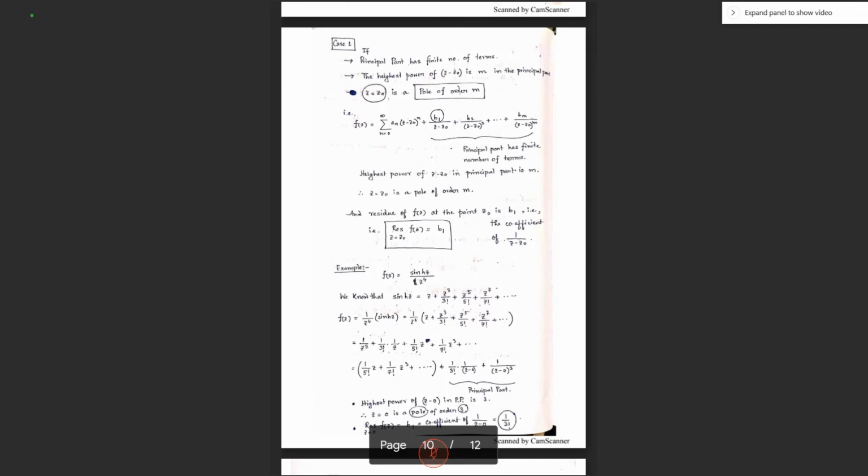Here we have completed the complex analysis part of our mathematics 2 syllabus. From the next day or next week we will start the series solution of differential equations. Now we are done with complex analysis.